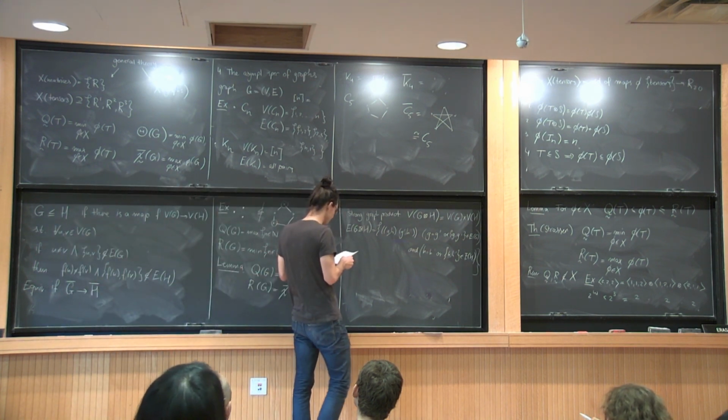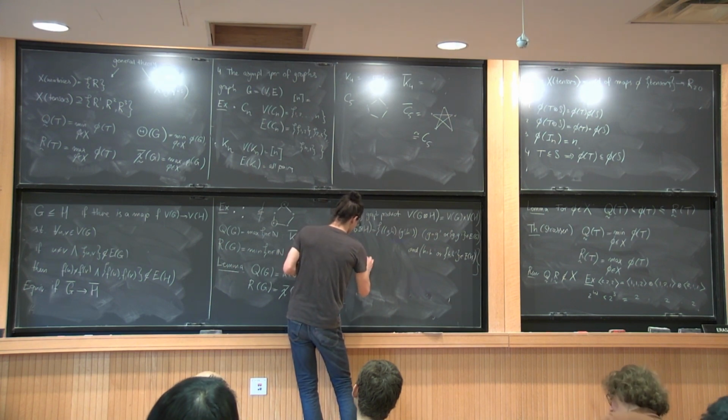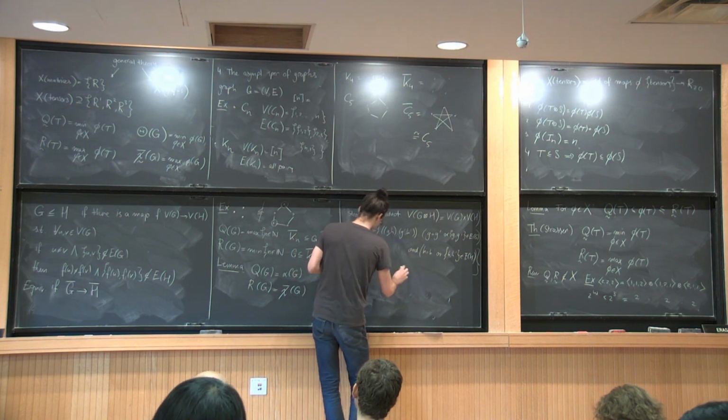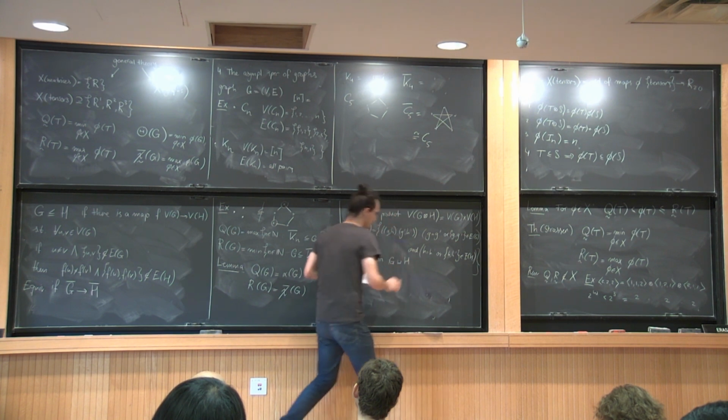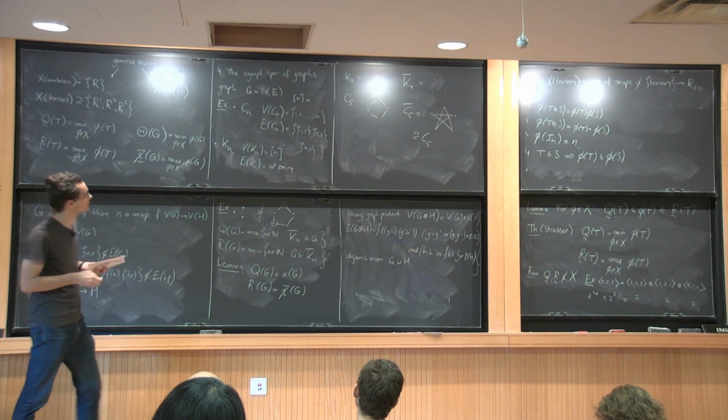So this will be our multiplication. Our addition will be given by the disjoint union of two graphs, which is really what you think it is. So you take a disjoint union of the vertex sets and of the edge sets. All right.